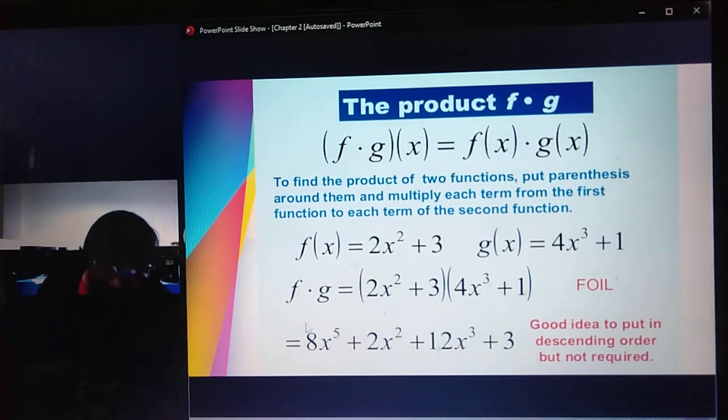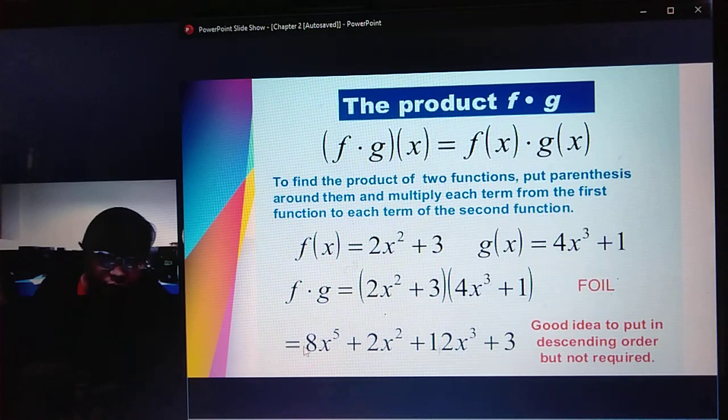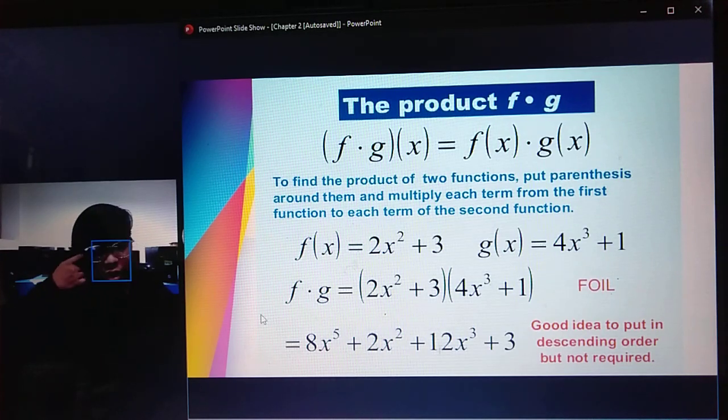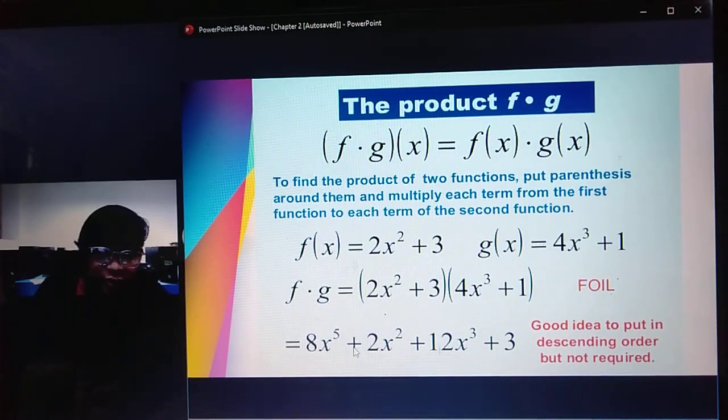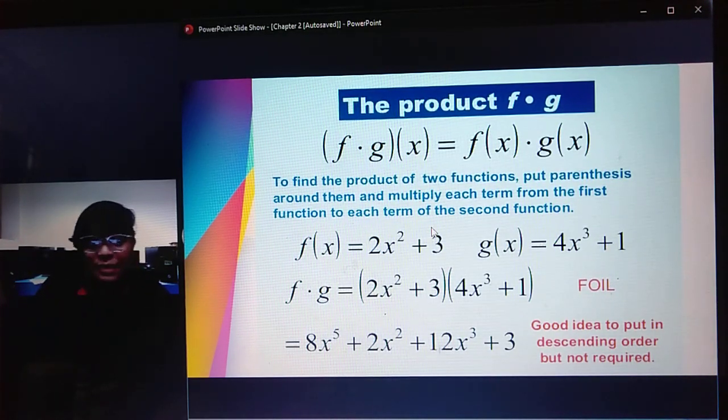Since wala nang like terms dito. Bakit walang like terms? Kasi as you can see, magkakaibang exponent. Wala namang whole number dito na same with 3. Kaya, ayusin na lang natin siya into descending order, pero hindi naman siya required. It's up to you. Pero much better, para mas maganda tignan, we will arrange it in descending order. So it will become 8x raised to 5 followed by positive 12x raised to 3, and then 2x raised to 2, and then 3. Okay, that is the multiplication of functions.